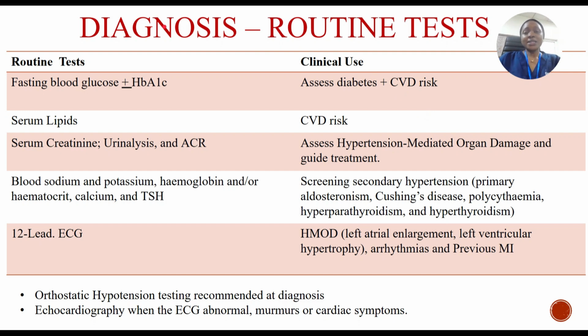Now, what is the next step after diagnosing hypertension? These are the routine tests. This slide is showing the routine tests recommended after hypertension is diagnosed. The importance of doing these routine tests is, first, we'll be able to manage comorbidities associated with hypertension, like diabetes, hyperlipidemia, and chronic kidney disease, and that way we'll be able to reduce overall cardiovascular risk.